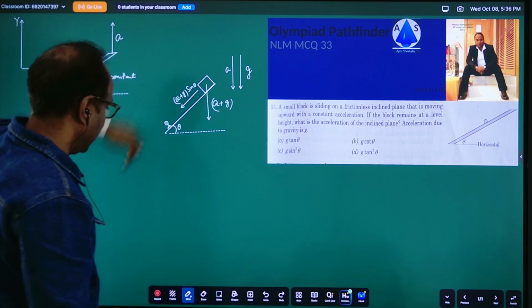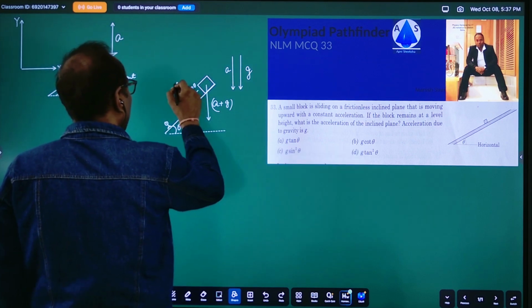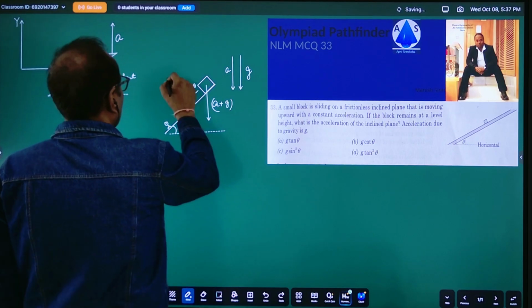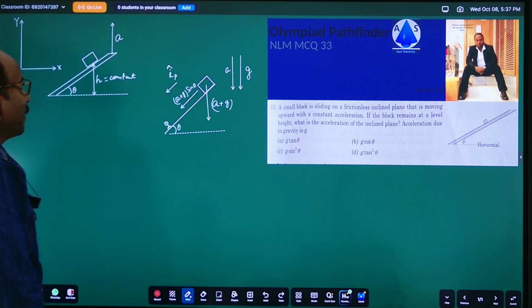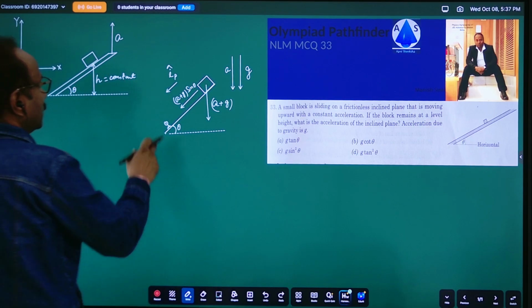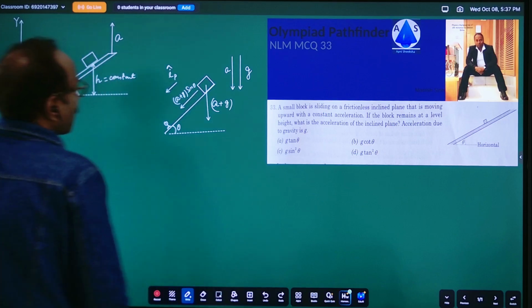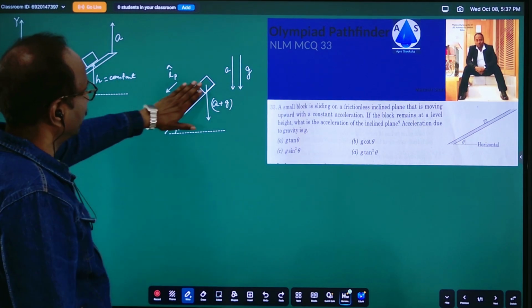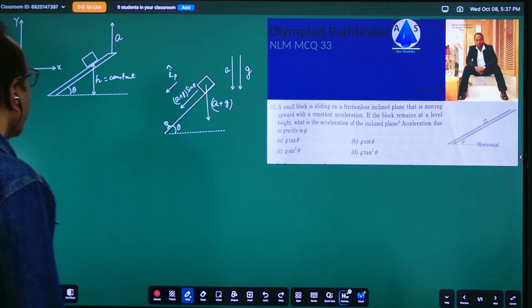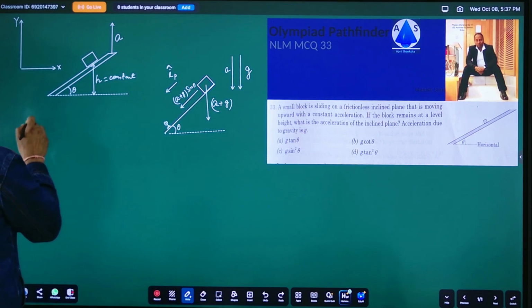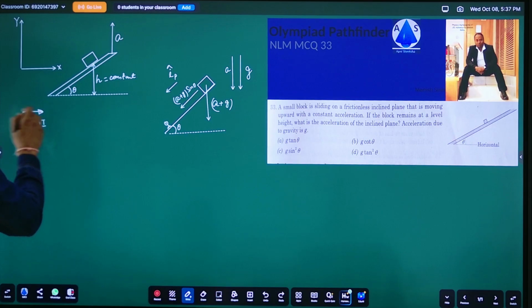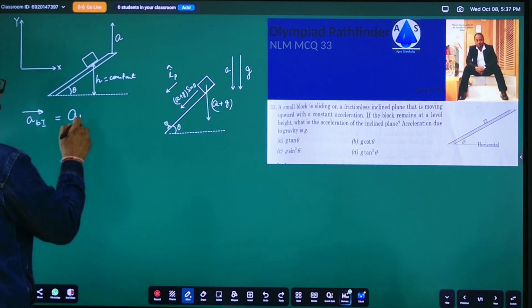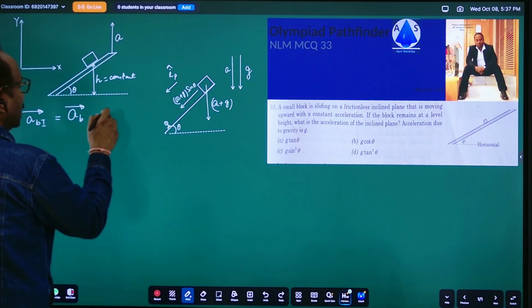If we take the unit vector along the inclined plane in the downward direction and denote it by I_P cap, and now we write the equation of motion for the block, the equation for the acceleration of the block with respect to the inclined plane, from the relative motion concept, will be the acceleration of the block with respect to the ground minus the acceleration of the inclined plane.